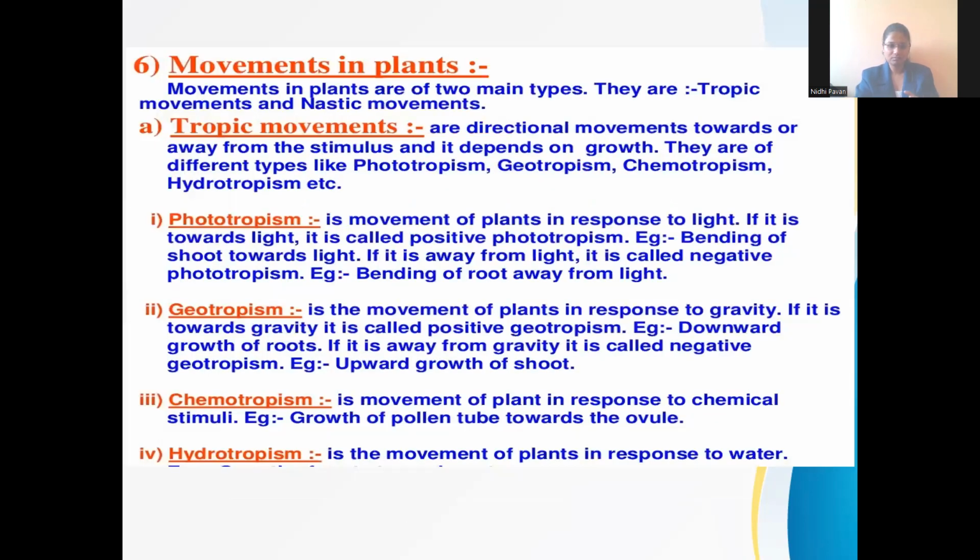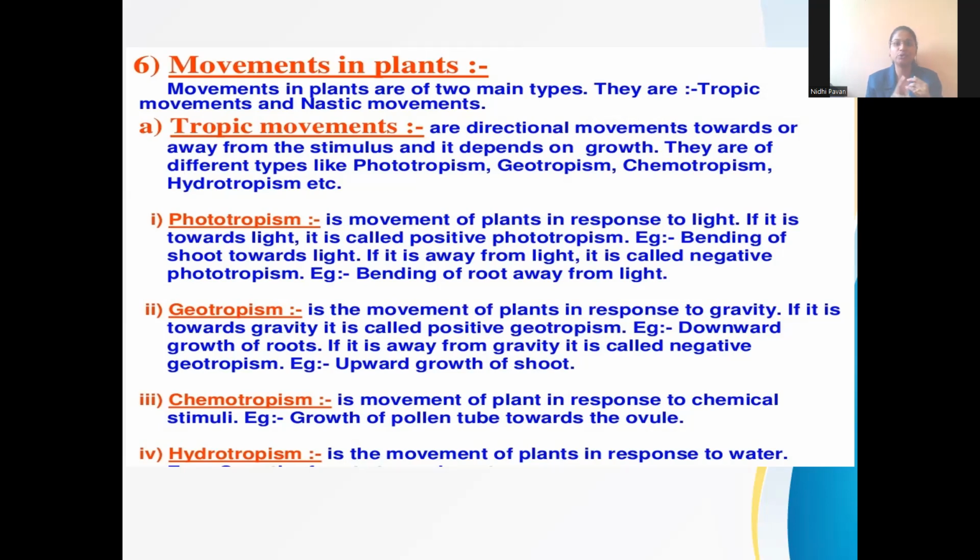Next, we have the movements in plants due to some stimuli. We learned regarding stimuli in human control and coordination. What is a stimulus? An external agent which allows the organism to respond is called a stimulus. So how the plants respond in turn to stimuli, that is nothing but movements.